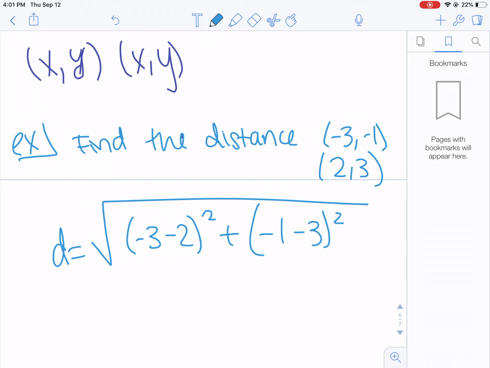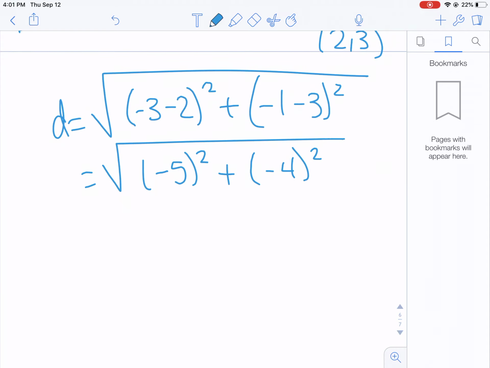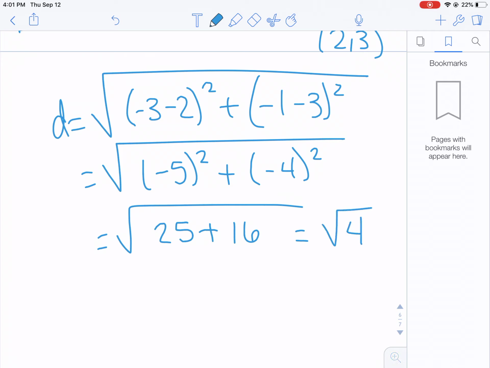Okay? So then it's a lot of just math. So -3 minus 2 is -5 squared. -1 minus 3 is -4 squared. So -5 squared is 25. 4 squared is 16. 25 plus 16 is the square root of 41. Now we're finding distance here, okay?